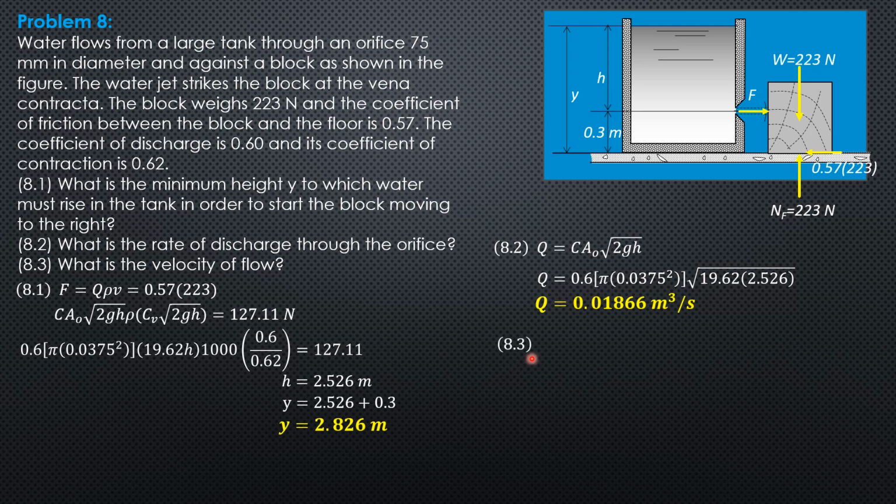Then the velocity is C_v times square root of 2gh, where C_v is 0.6 over 0.62, C_d over C_c, and 19.62 times 2.526. So the mean velocity of flow, the velocity, is 6.813 meters per second.